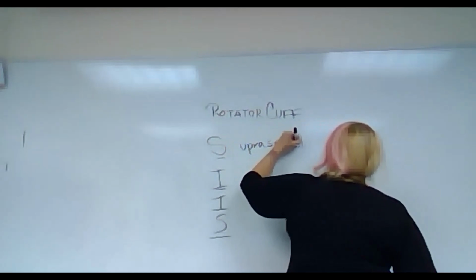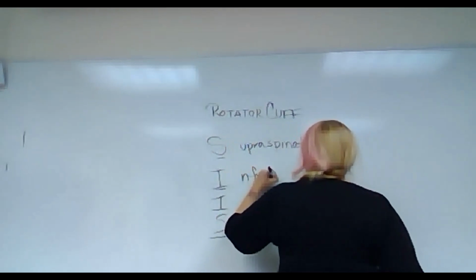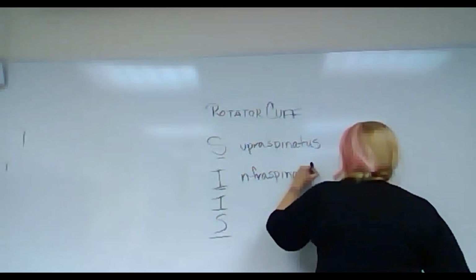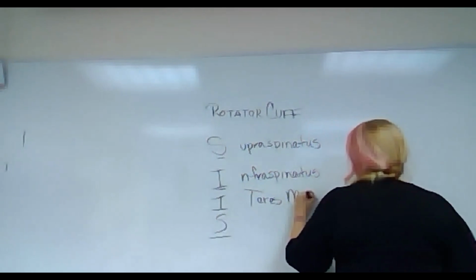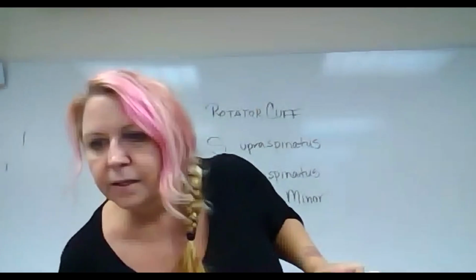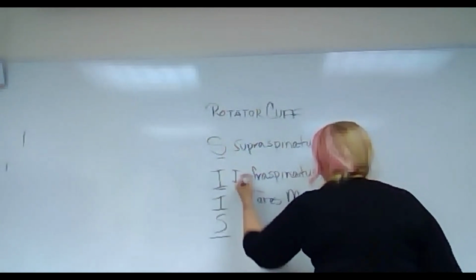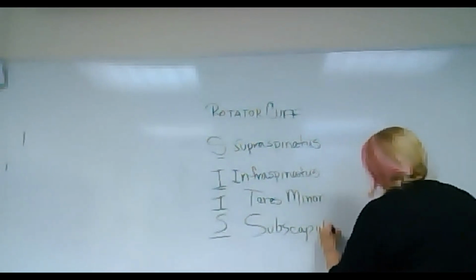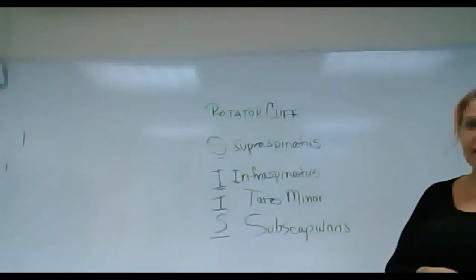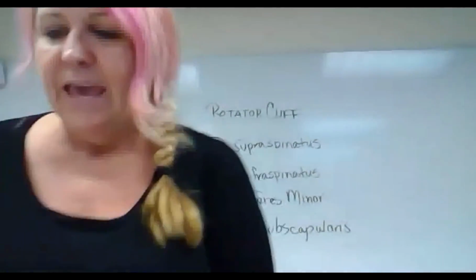supraspinatus, infraspinatus, teres minor, not major, right? Minor, and the subscapularis. So SITS, S-I-T-S, 4 rotator cuff muscles. So highlight supraspinatus, infraspinatus, teres minor, and subscapularis.